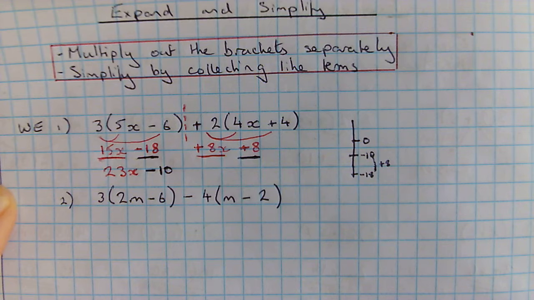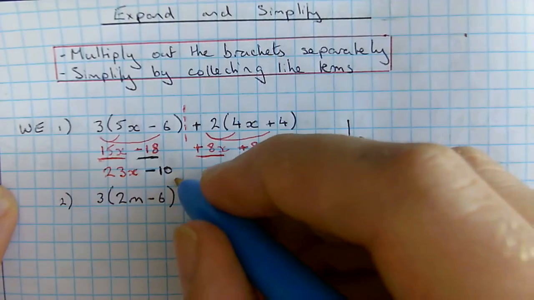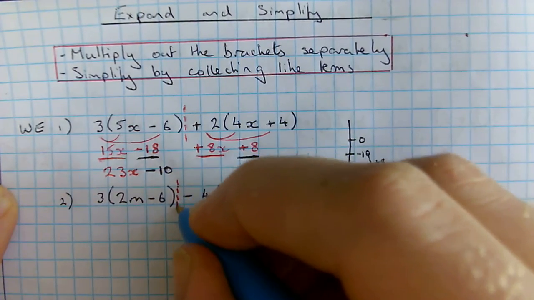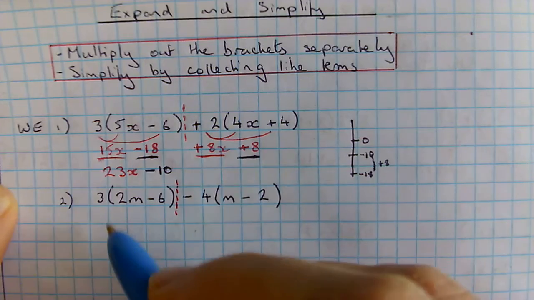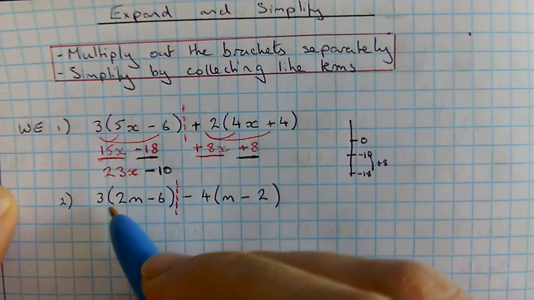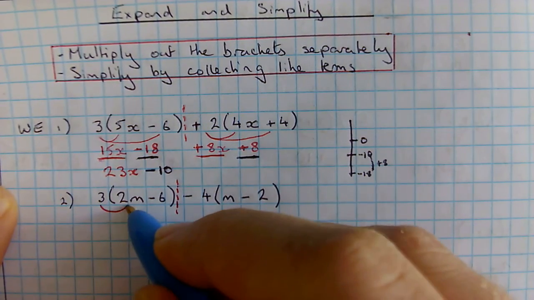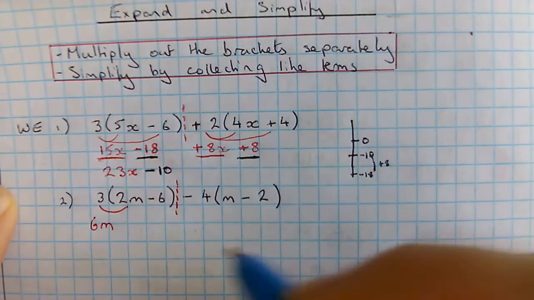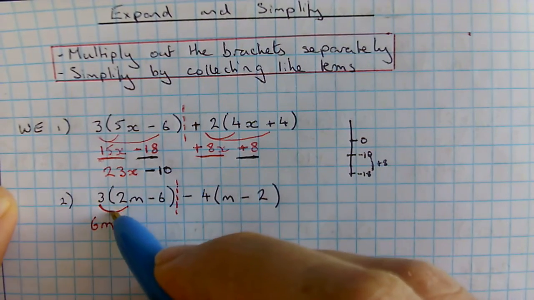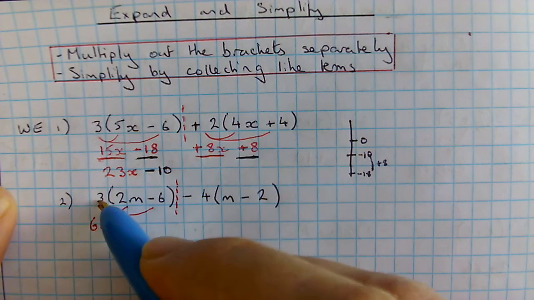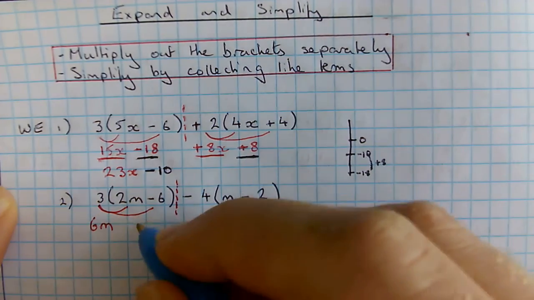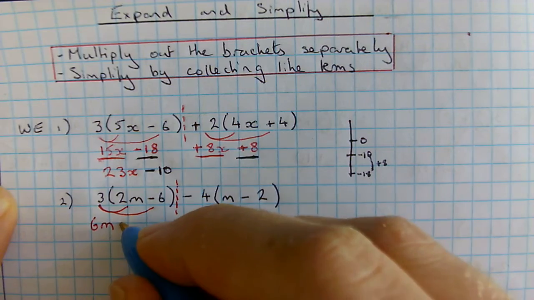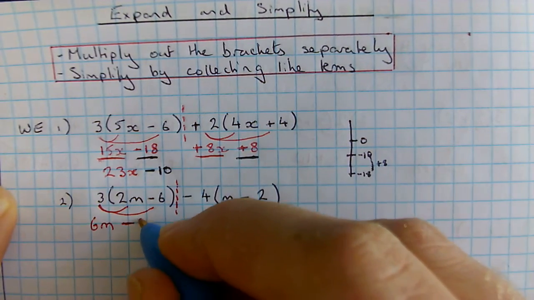Okay, so we're going to try and do the same with the second example, and this is slightly more complicated, and we're going to see why now. So again, I'm going to put my dotted line here at the end of that first bracket. So I've got that 3, which remember is a positive 3. 3 times 2m gives me my 6m. I've then got 3 times by negative 6. Positive 3 times by a negative 6. A positive times a negative gives me negative 18.